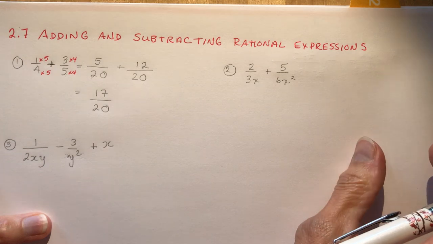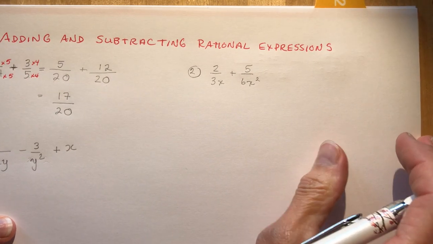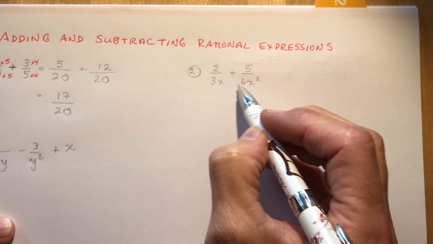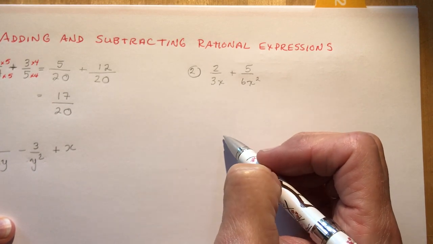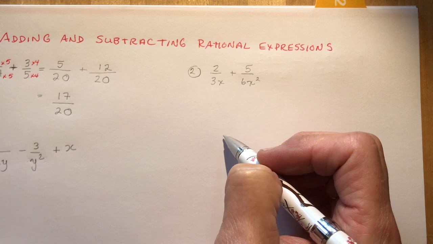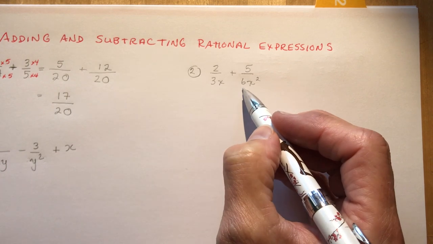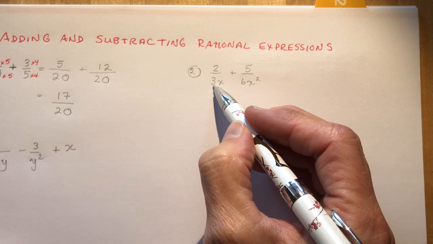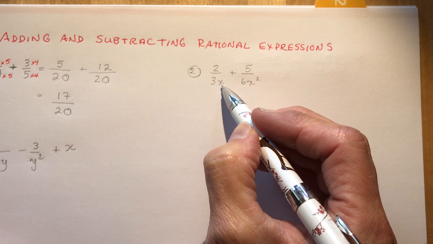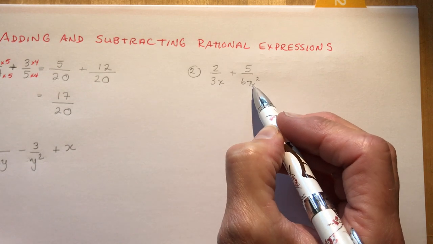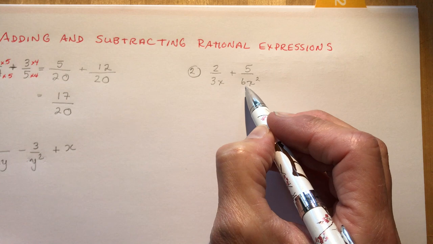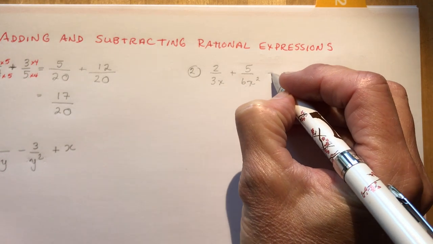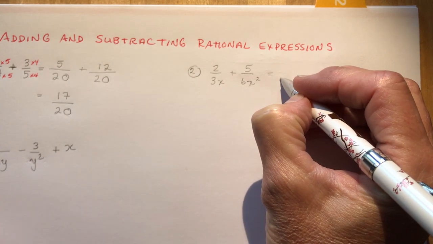So the next one here is getting one step harder. We take a look at the denominator and we say, okay, how could I make these denominators the very same? So what is the lowest common denominator I can have with a 3 and a 6? Well, you'd probably say 6. So that means this needs to be multiplied by 2, but I would still be without an x. So in order to make this denominator the same as this one, and that would be the lowest common denominator, I'm going to put them both over 6x squared.